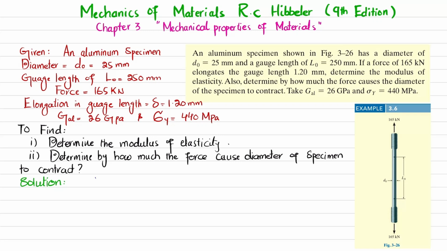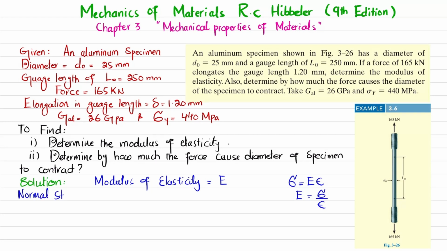So the first thing is that we have to find the modulus of elasticity, which is represented as E, and we know that by Hooke's law, stress is equal to modulus of elasticity times strain. So E is equal to stress over strain. So first we will find this normal stress. The normal stress due to this force of 165 kilonewton will be equal to force F over A.